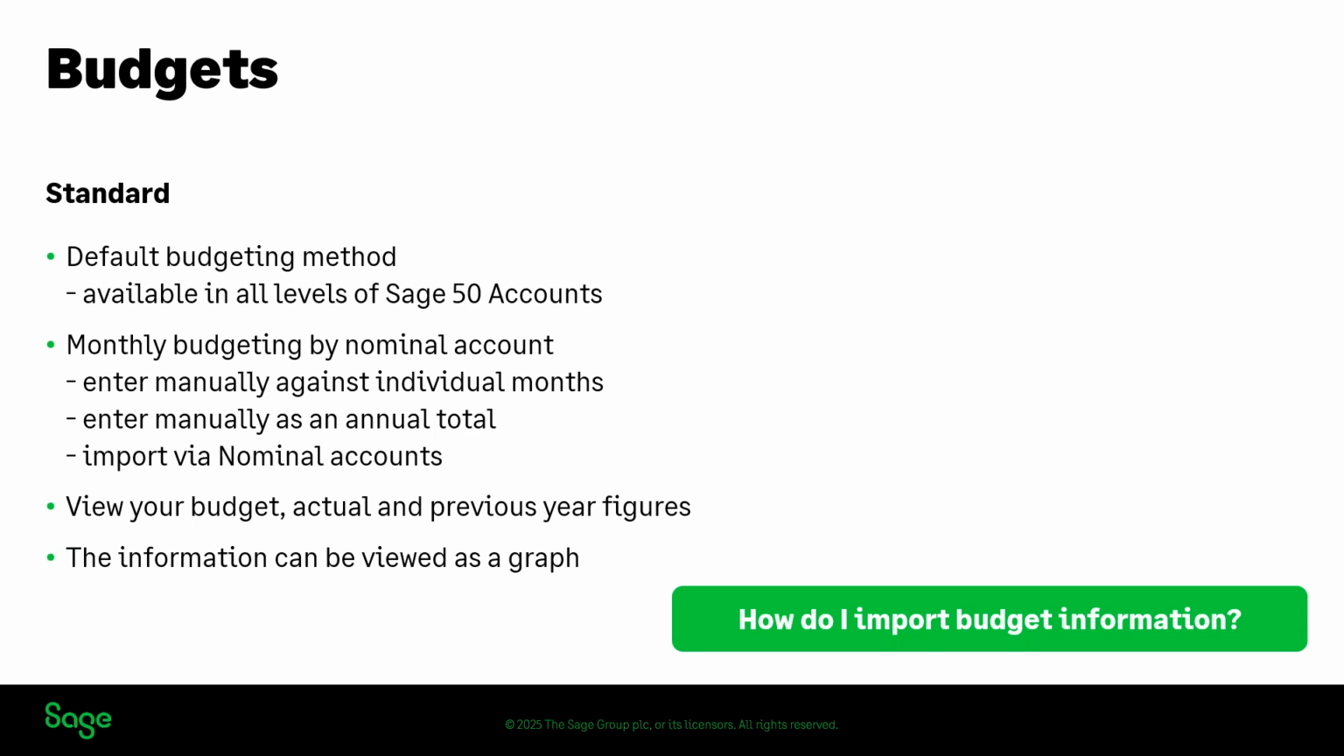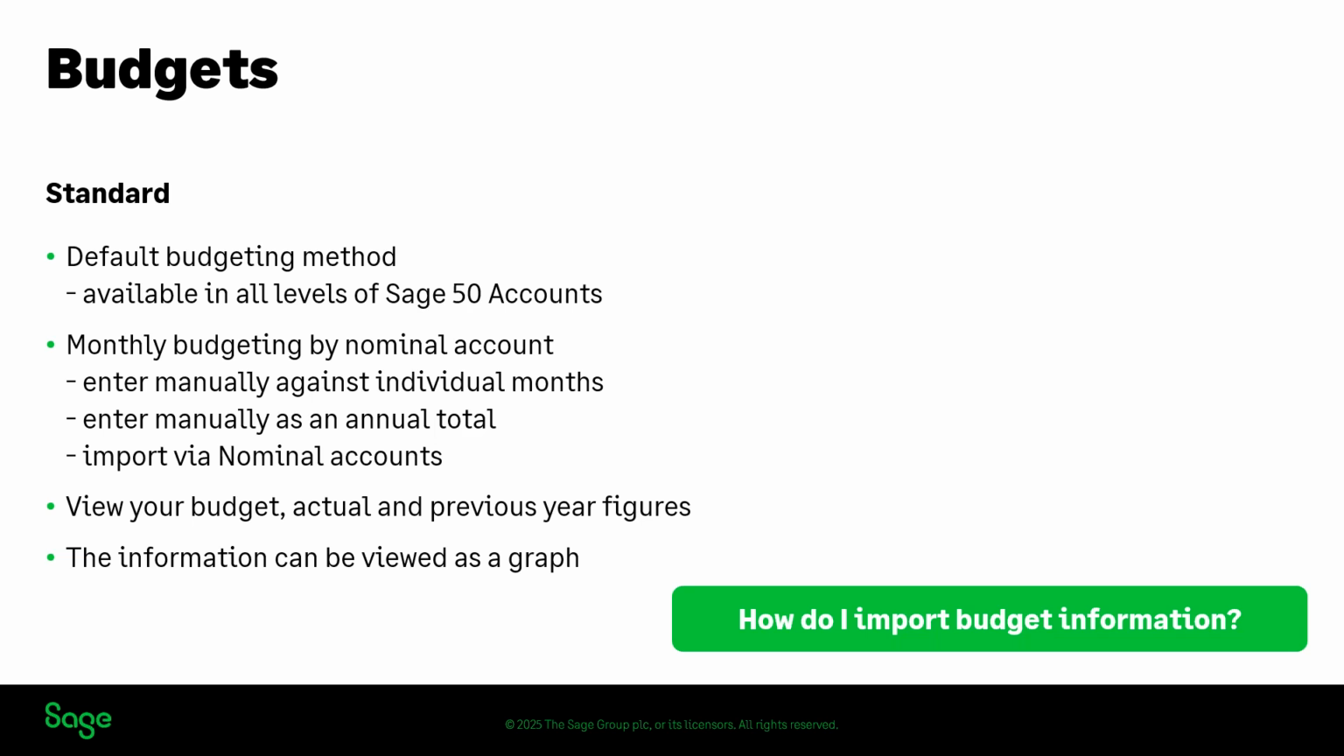So a number of options for entering your budgets. Individually against months, or annually, which will then go against the individual months, and you've got the same two options when you're importing budgets. You can either import monthly balances or you can do an annual one.